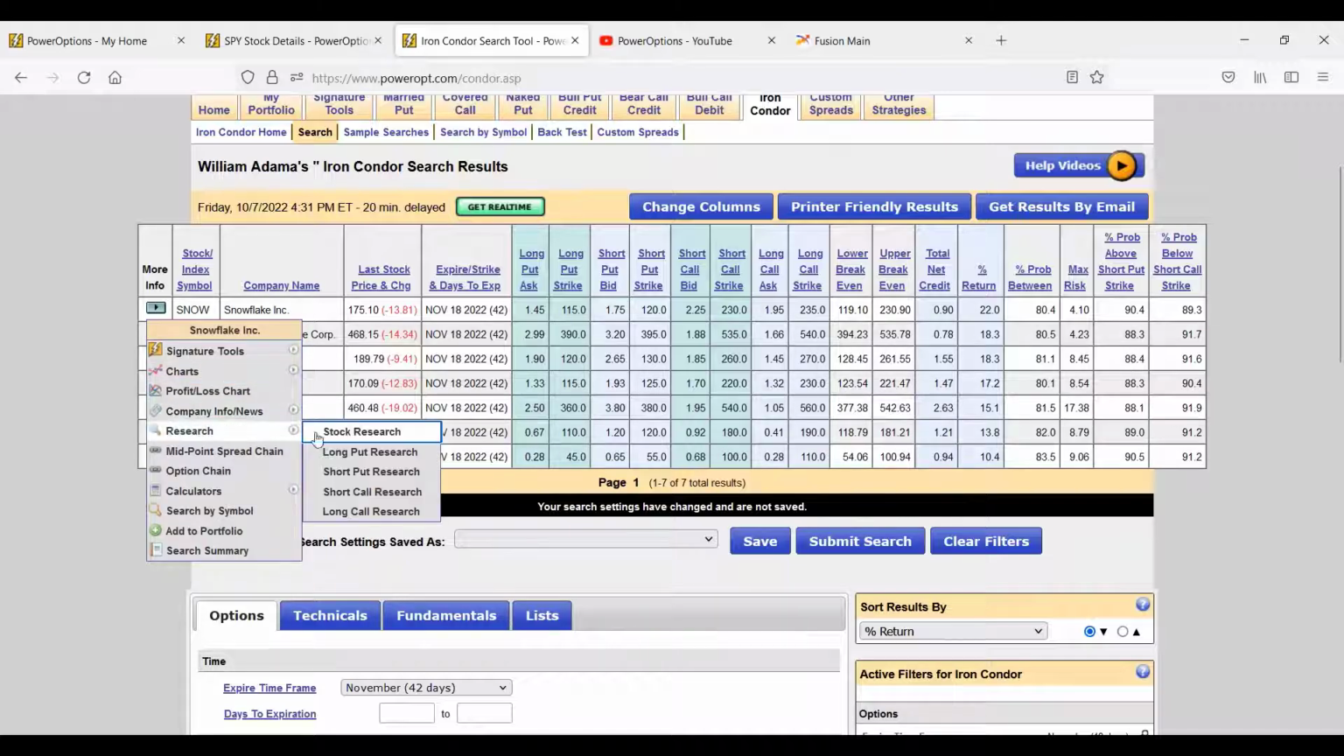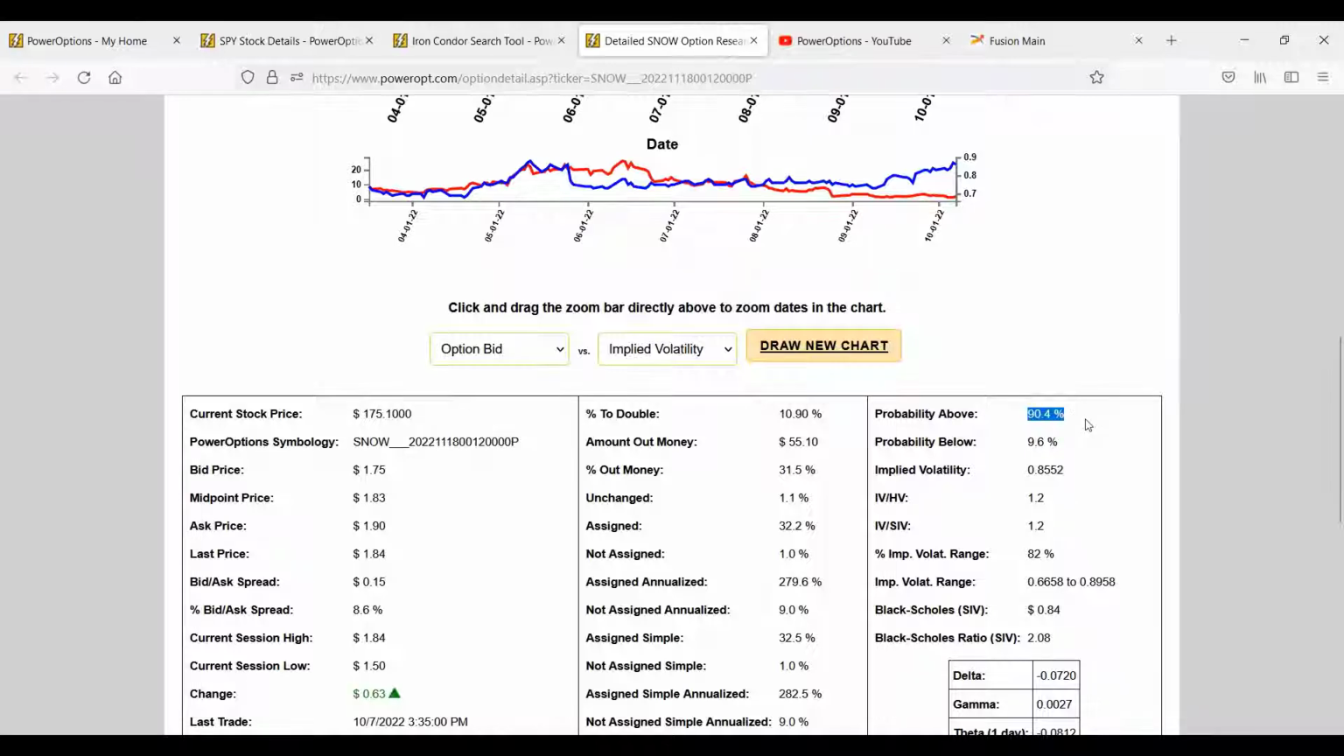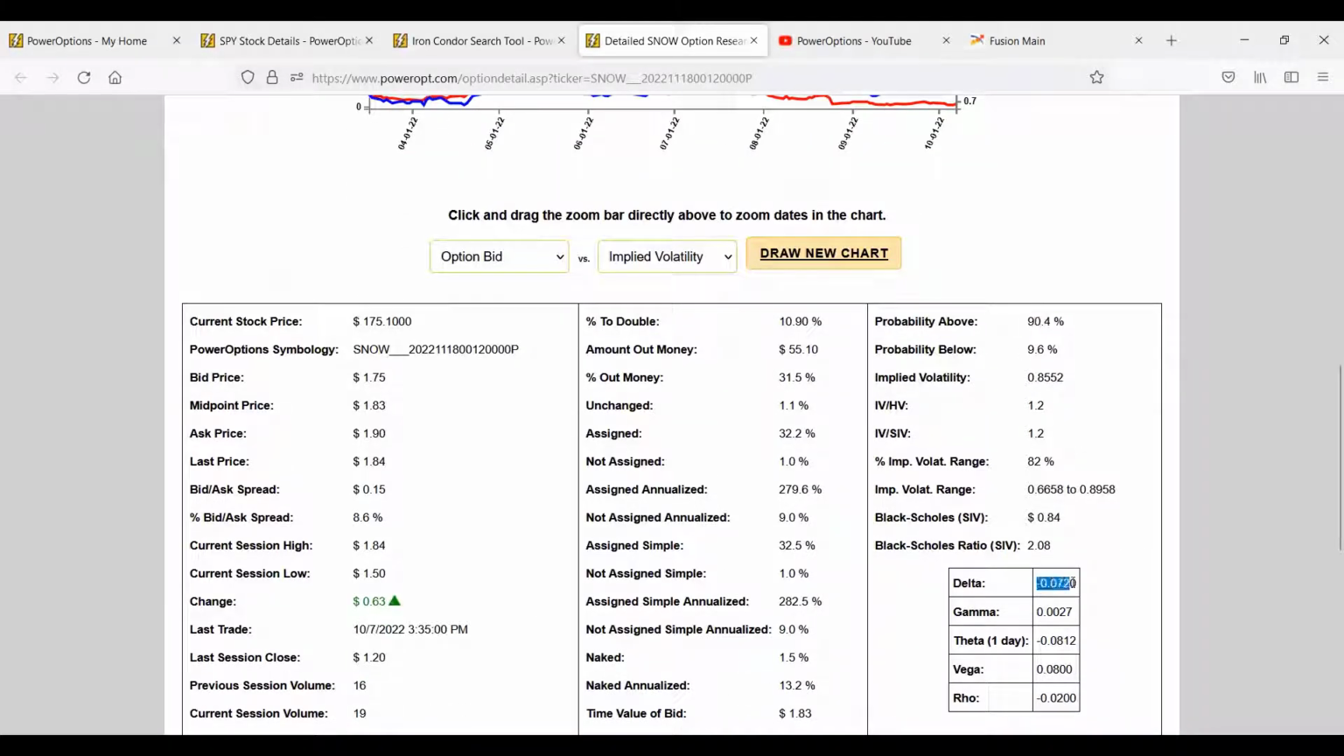Let's go ahead and look at the research for the short put. Probability above 90.4, delta of minus 0.072. So it's close. You'd expect maybe a probability of around 92 or 93. Snowflake is a little bit more volatile, so that again affects it. But this delta is below 0.10, looking for that probability of 85% or more in this case.